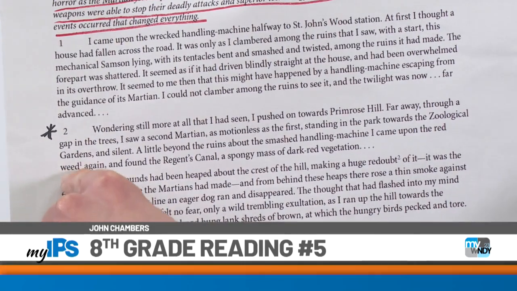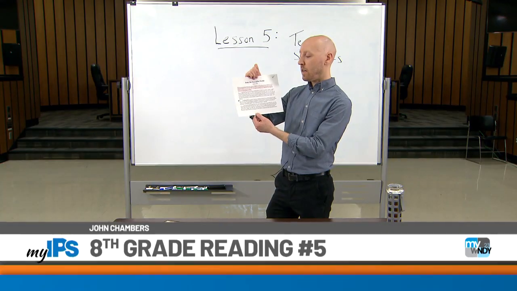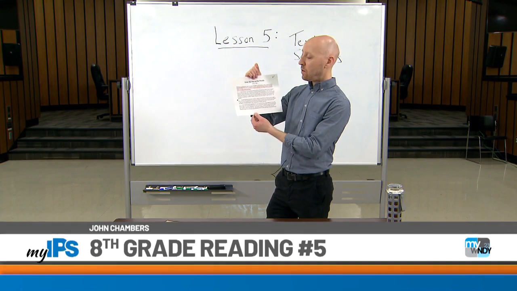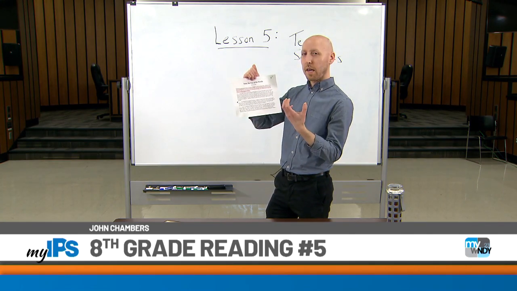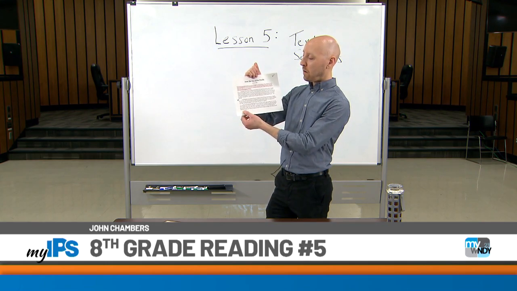So you might see this little number 1 next to red weed, and that is telling us that there's a definition and the footnote for us. If we look in the footnotes, red weed was this Martian plant that the Martians planted as they started taking over Earth. So we just have a few more paragraphs together.